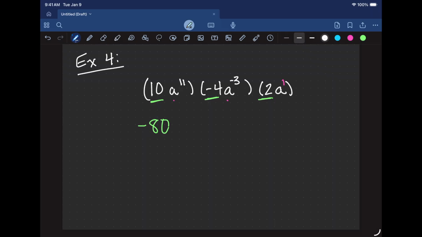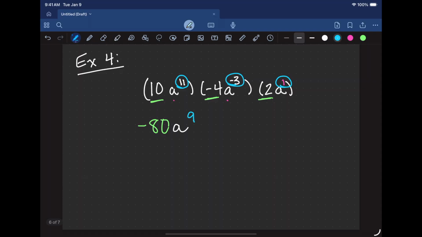Then we're going to write down all of the bases that we have. All of it seems to be the same variable a, so we only have one base. And then we're going to go ahead and look at those exponents. So we have 11, we have -3, and we have 1. And we are going to add those all together. So 11 plus 1 gives me 12. 12 plus -3 is the same as me saying 12 minus 3. So we should have 9.